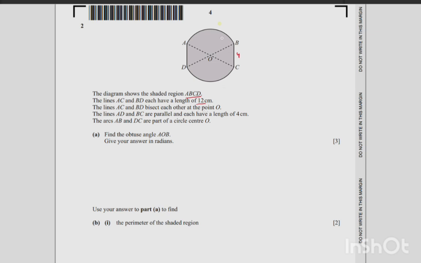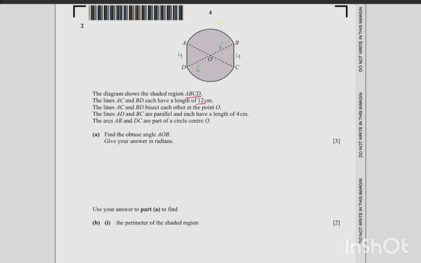Okay, dear students, first of all, this line is 12 centimeters, so this will be 6 and this will be 6. Also this makes a center. The lines AC and BD bisect each other at the point. The lines AD and BC are parallel and each have a length of 4 centimeters, so this is 4 and this is 4.